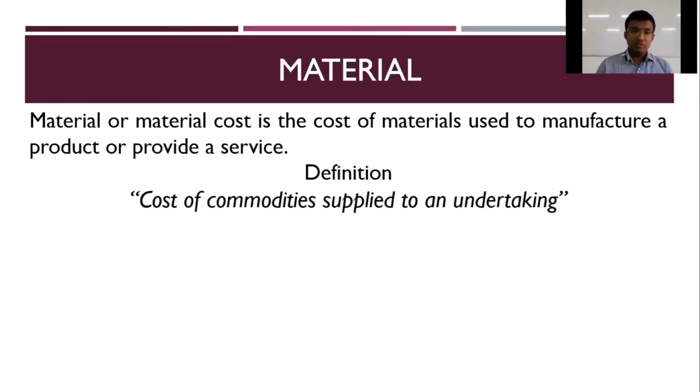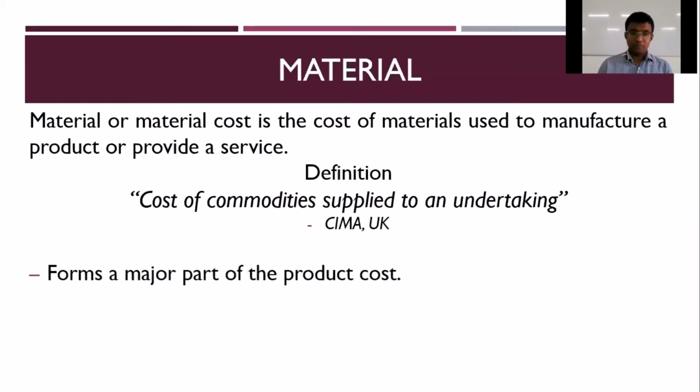The definition for material cost is like this: cost of commodities supplied to an undertaking. Material cost refers to the cost of commodities supplied to an undertaking. So, if you are a business and your business needs certain inputs, it consumes certain commodities as a part of its routine business activity, all that put together is referred to as material cost.